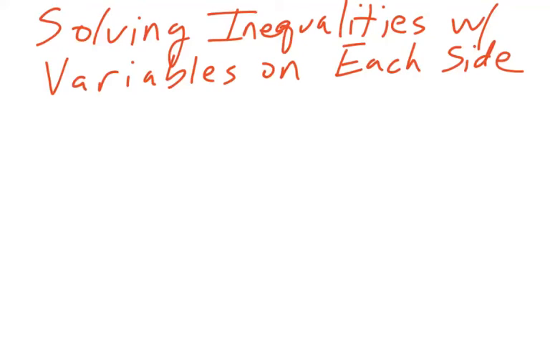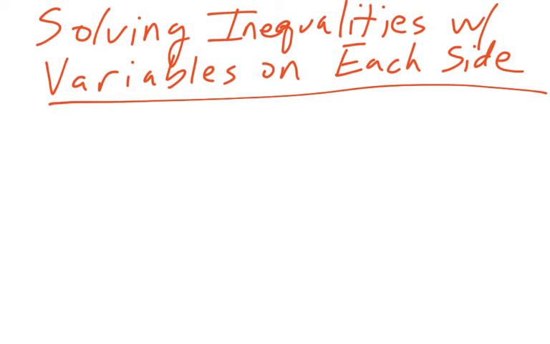Hello everybody. Today we're going to talk about solving inequalities with variables on each side. And once again, this is pretty much a review of solving equations with variables on each side. But you just have to remember to graph your answer, and anytime you multiply or divide by a negative number, got to make sure you flip your inequality sign. So what we'll do is we'll do the same exact problem two different ways.